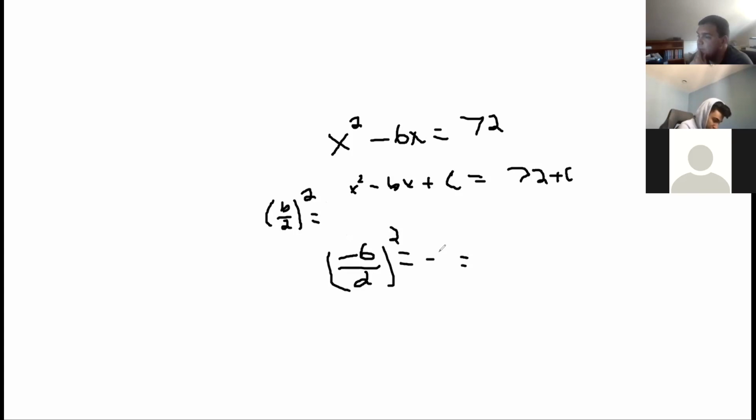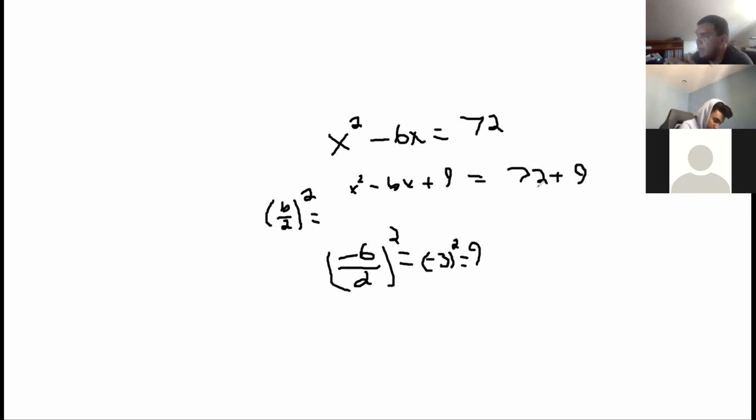Negative 3. Good. And what's negative 3 squared? 9. Okay. So now I'm going to just replace these C's with 9s. Shayna, I know you like to shorthand. You could just go right to here. You don't have to put the C part if you don't feel like it, okay?